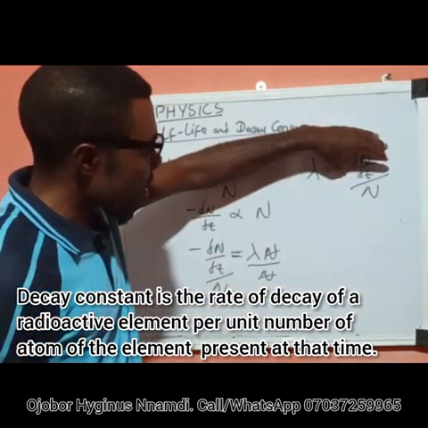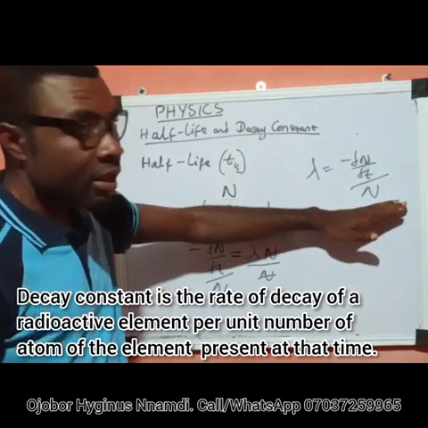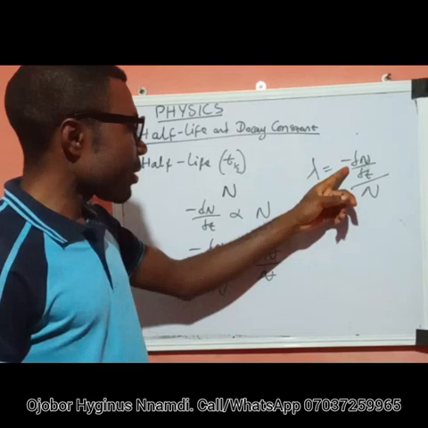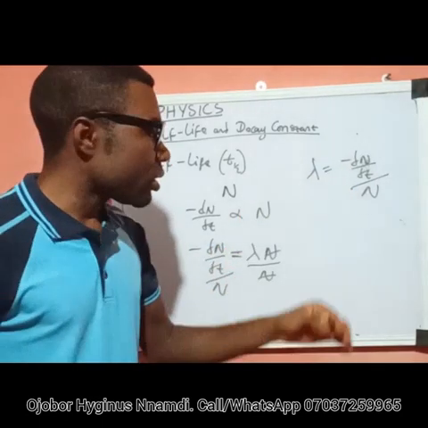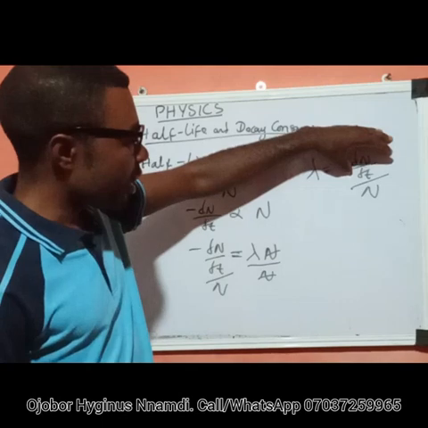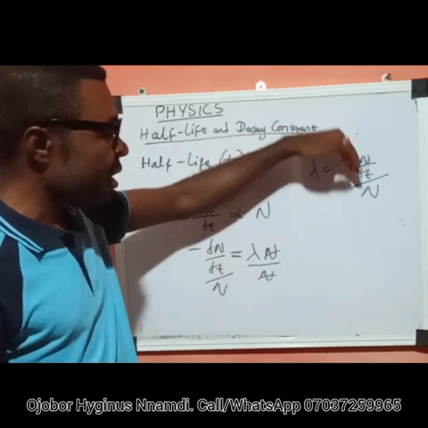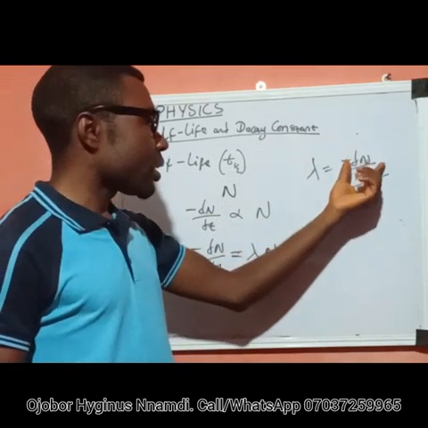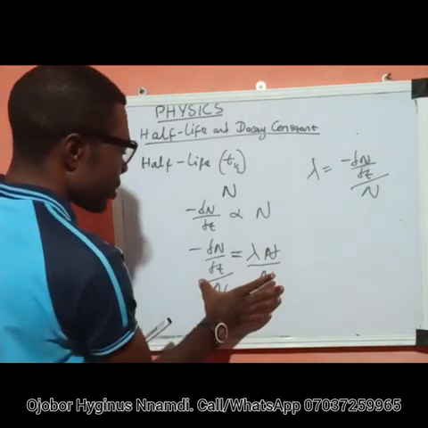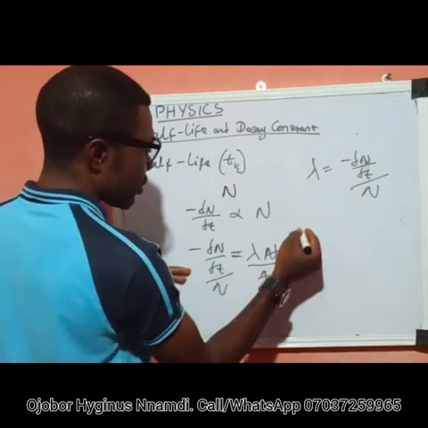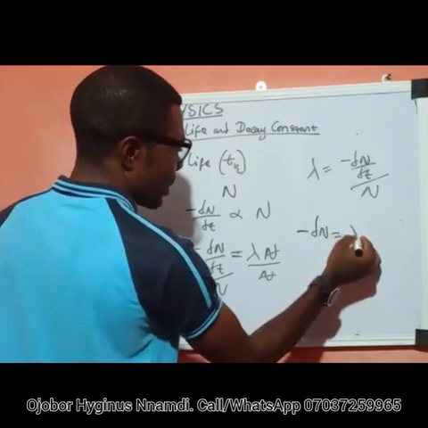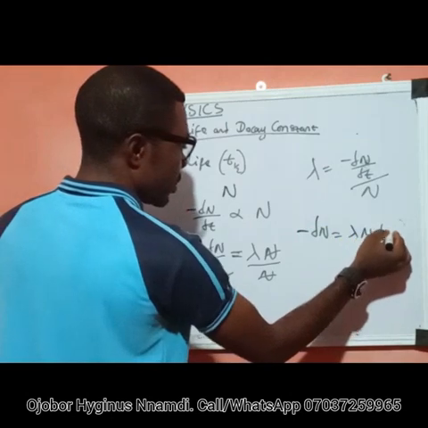So we can now define the decay constant as the rate of decay of a radioactive element per unit number of atoms present in that element at the time the decay happened. We have a minus here because decay is a reduction in size, so it is a decrease, not an increase. If it was an increase, this would have been positive. So if we still work with this relationship and cross multiply, we are going to have minus delta N is equal to lambda N delta t.